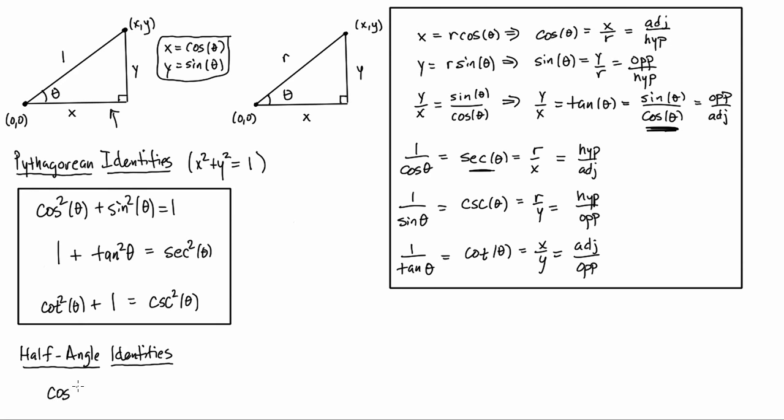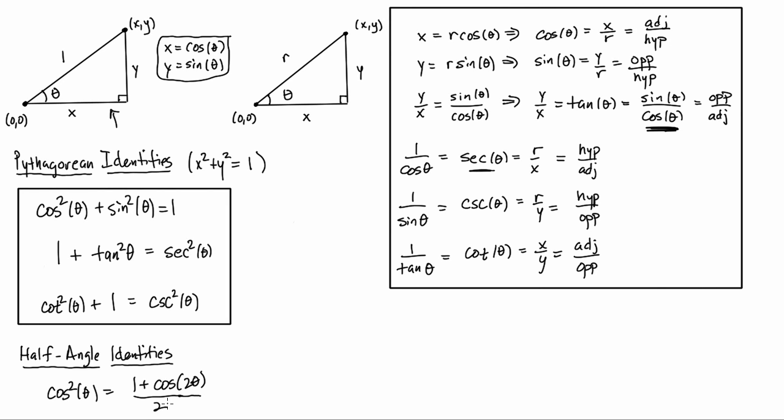The first one is cosine squared. So if you have cosine squared, you can replace this with 1 plus cosine of twice the angle divided by 2. The reason it's called the half angle identity is because the angle you're looking at is half of the one you're going to be replacing it with.